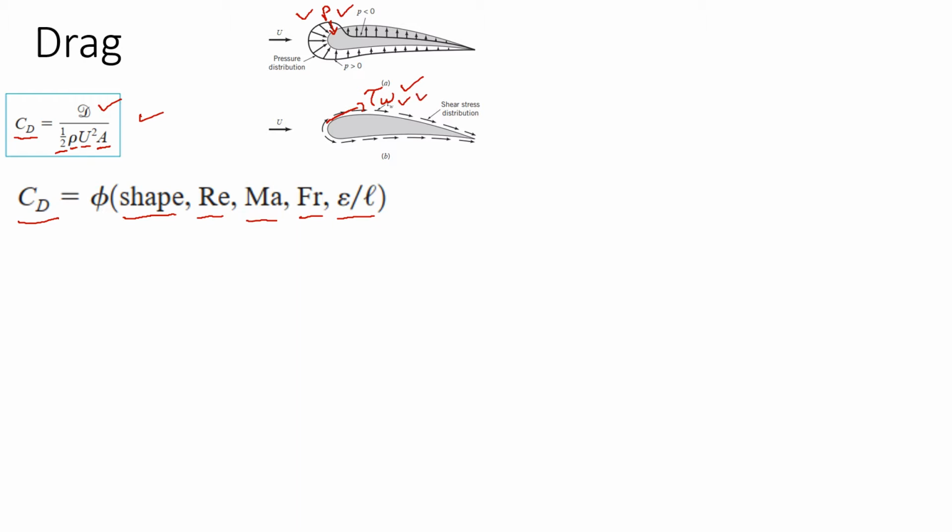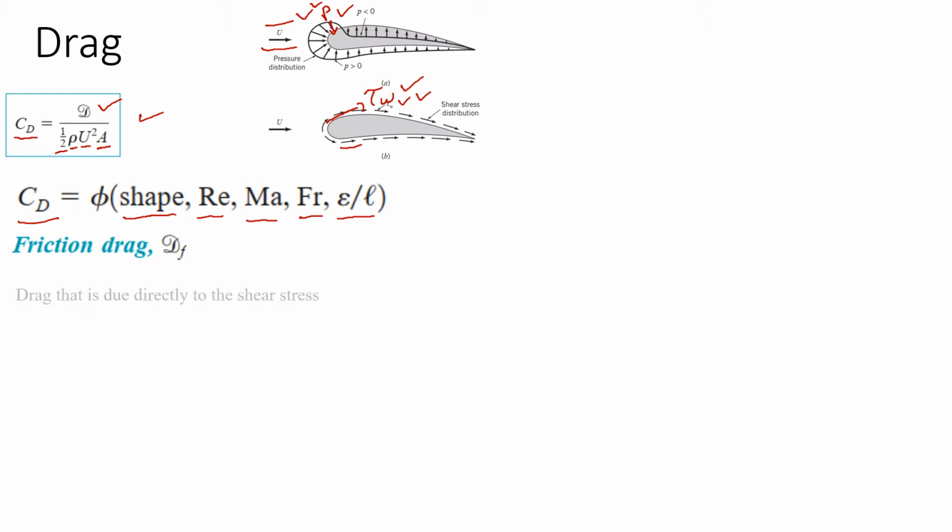In the shear force case, the flow is parallel to the force, and in the other case the flow is perpendicular to the surface, and this is the pressure. So let's talk about the friction drag first.